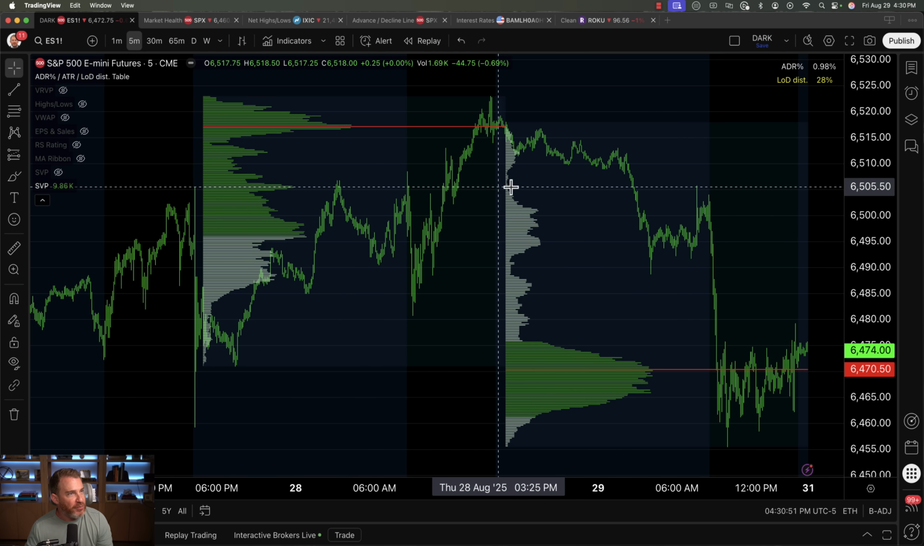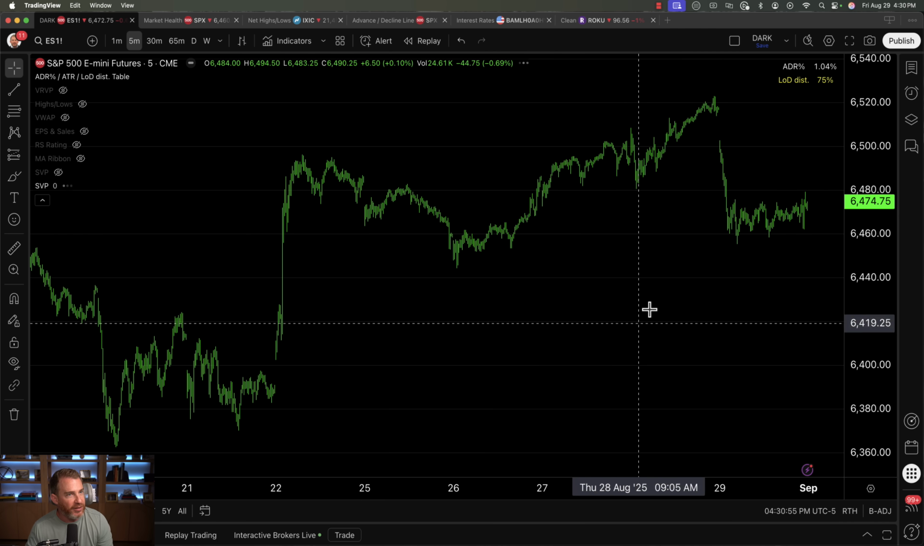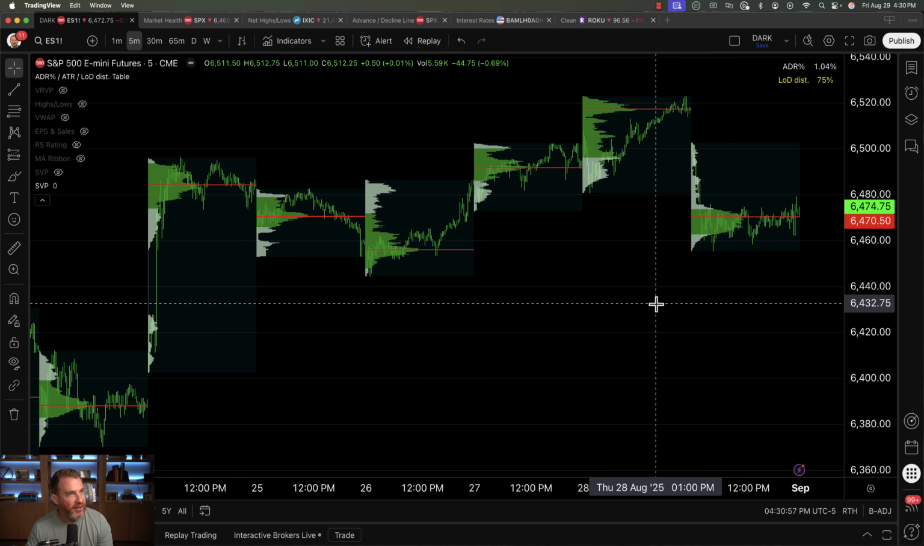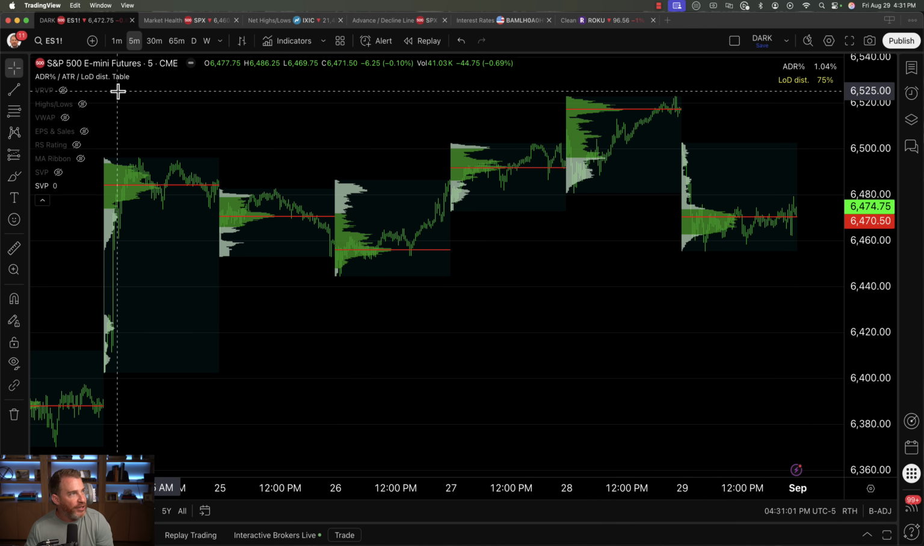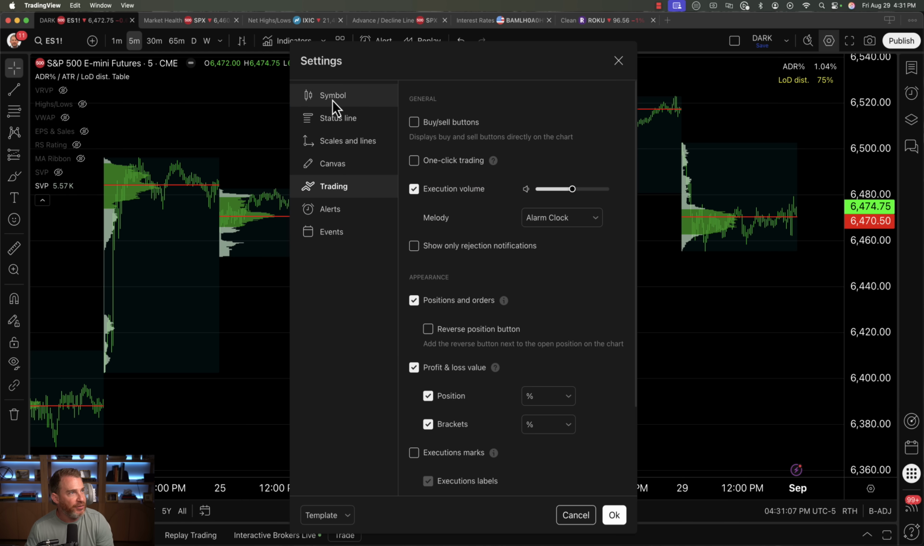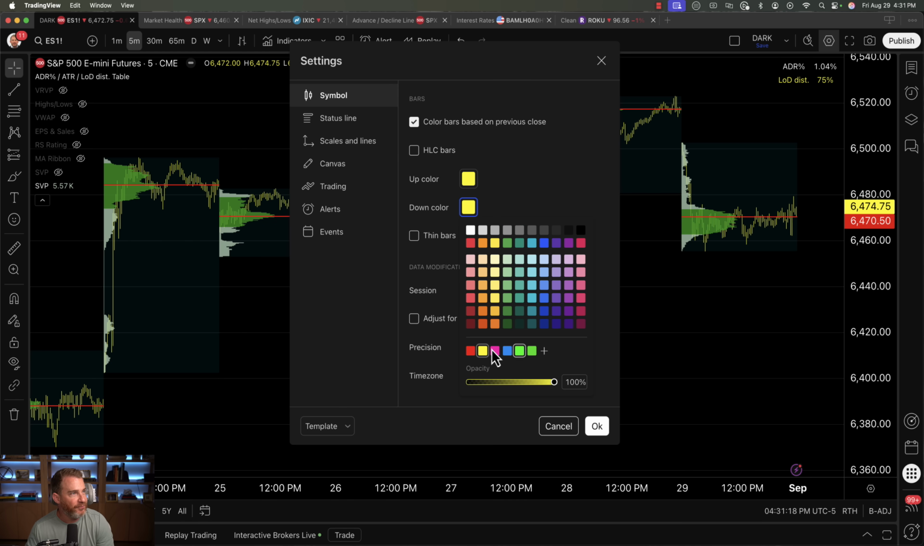Now this is the futures market. So let's just put the regular trading hours on here. We'll turn that extended hours off. And you'll see here how it's drawing you a profile for each individual day. Let me make these bars a different color just because it's a little bit distracting, I think. Yellow. Yellow's good. We'll make them yellow.